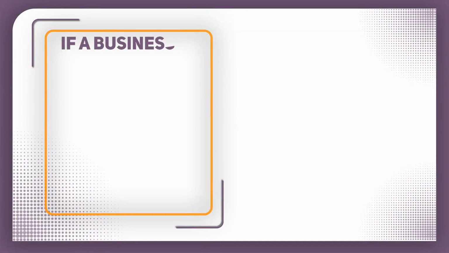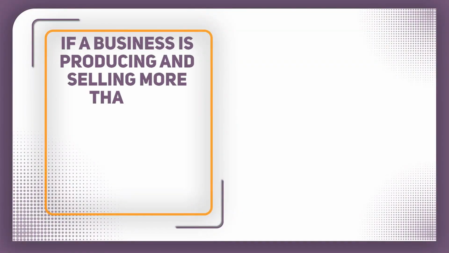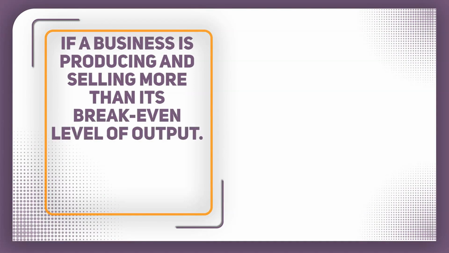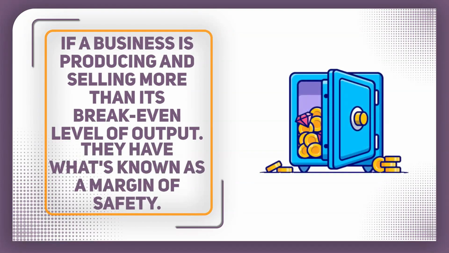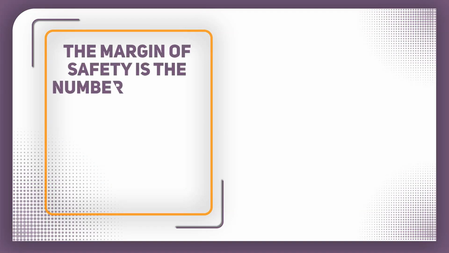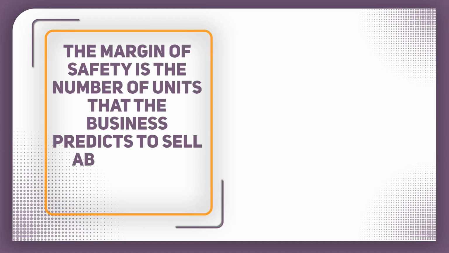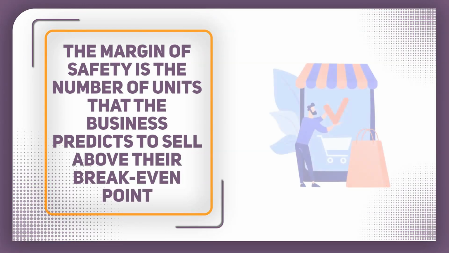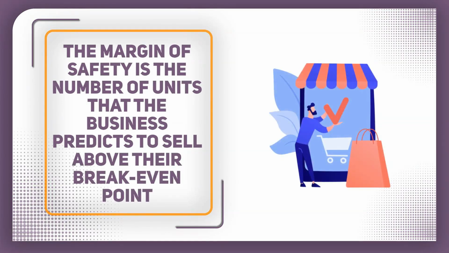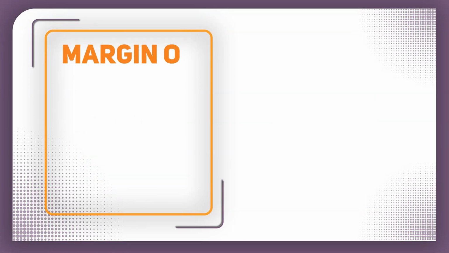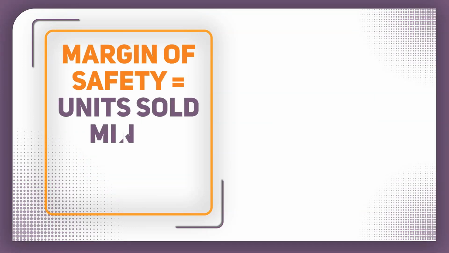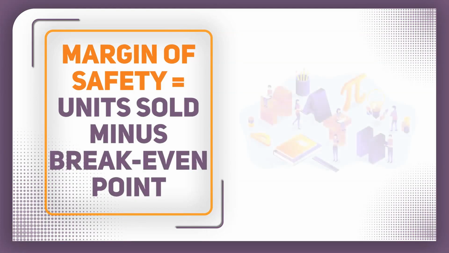So, if a business is producing and selling more than its break-even level of output, more units than it needs to break even, in our last scenario, more than 25 units, then the business will be making a profit. And they also have what's known as a margin of safety. The margin of safety is the number of units that the business predicts to sell above their break-even point. The formula to calculate the margin of safety is margin of safety equals units sold minus the break-even point.